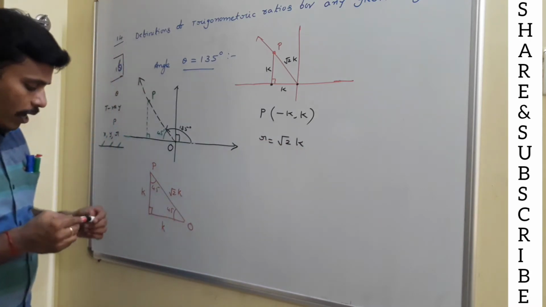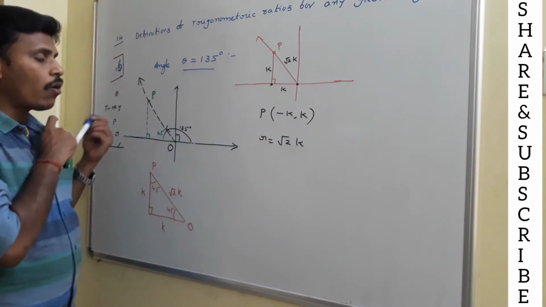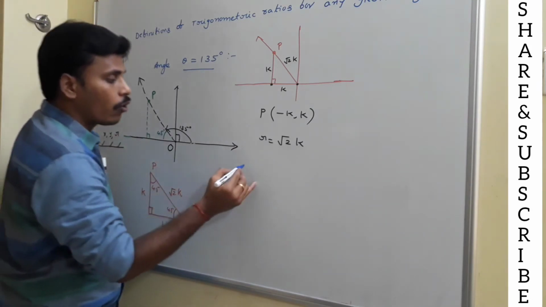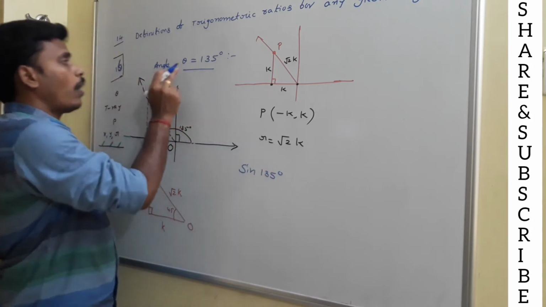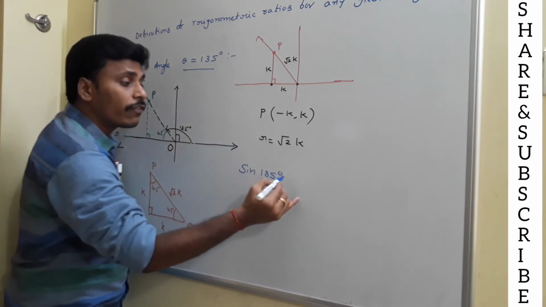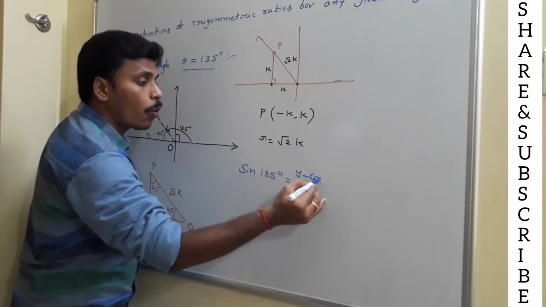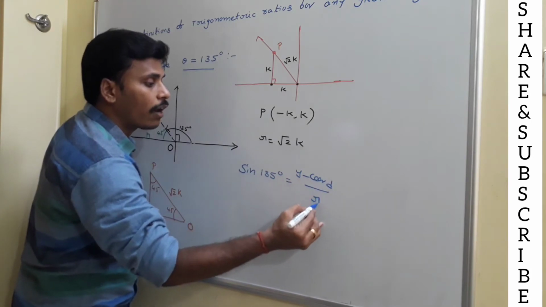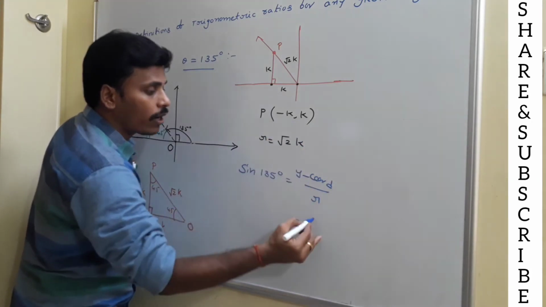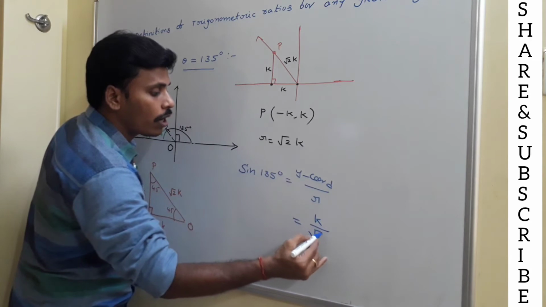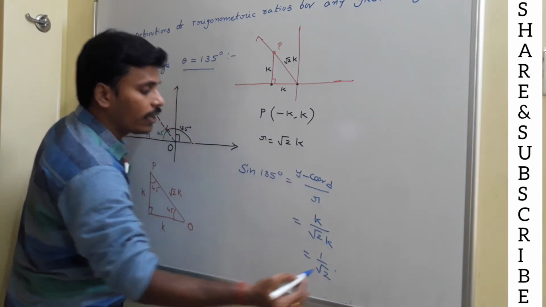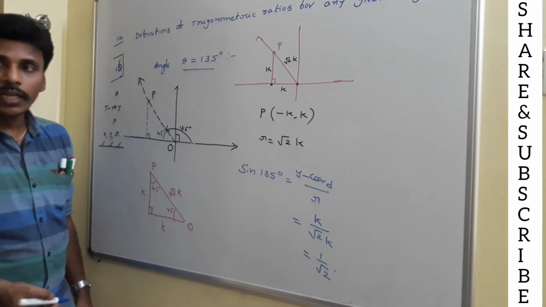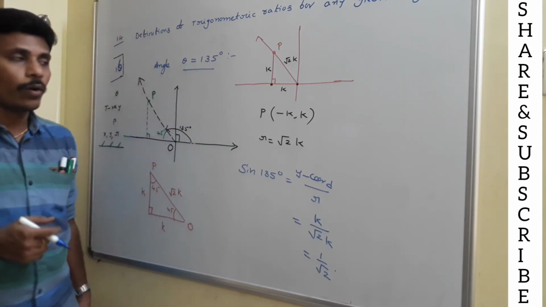X coordinate I have, Y coordinate I have, and R value I have. Now, sine of theta. What is theta here? 135 degrees. Sine 135 degrees is equal to Y coordinate divided by R value. Y coordinate is K, R value is root 2K. If you cancel out that K, sine 135 degrees is 1 by root 2.